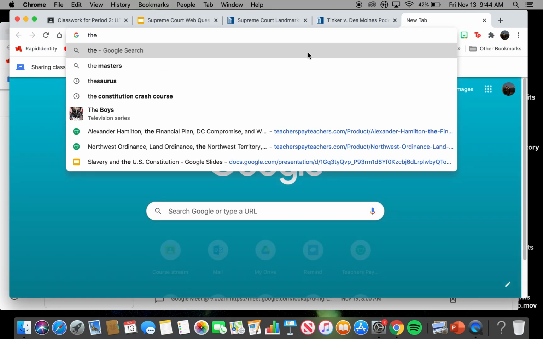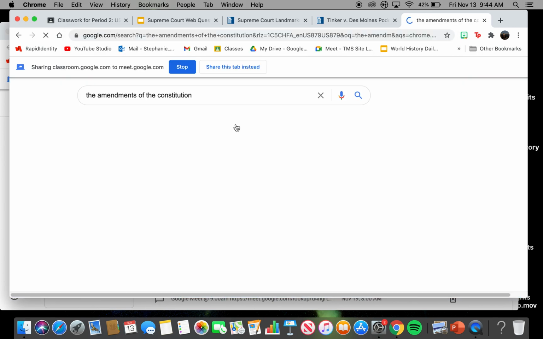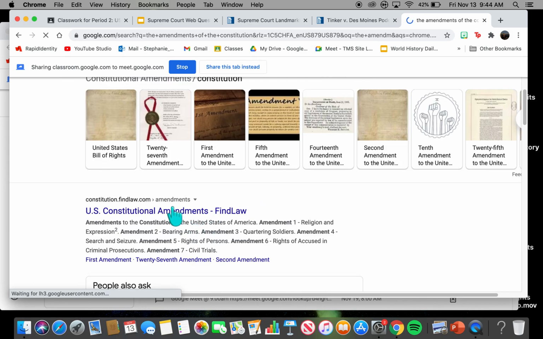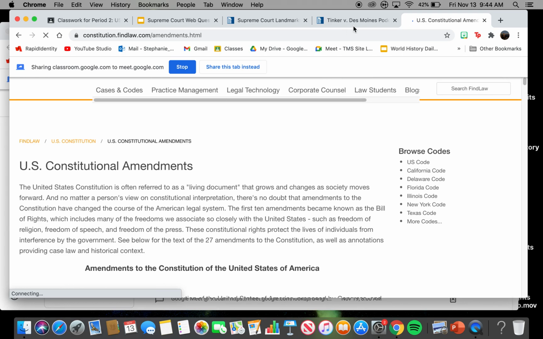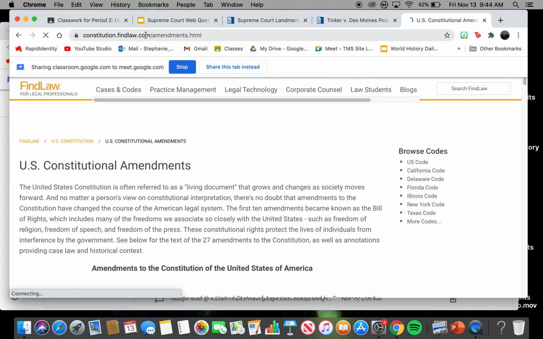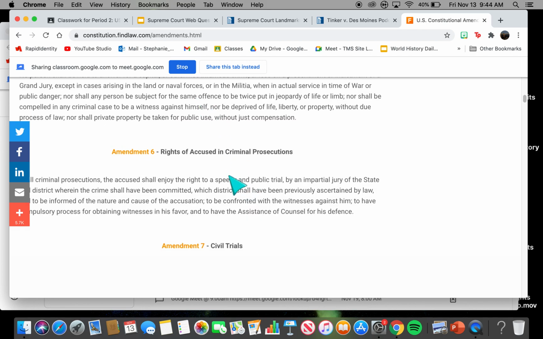I can type that into Google, amendments of the Constitution. And then you should be able to find, like right here, this is the one that we used for that other assignment from the previous week. So if you want more information, or if you're having trouble with what the amendments are, I advise you to go to constitution.findlaw.com. So you can pretty much just write U.S. Constitution amendments, and this will pop up. And then it'll have all the amendments on that page with an explanation.